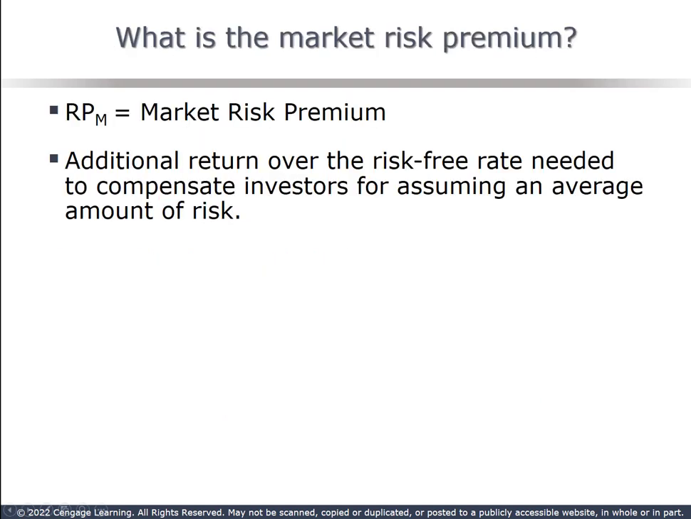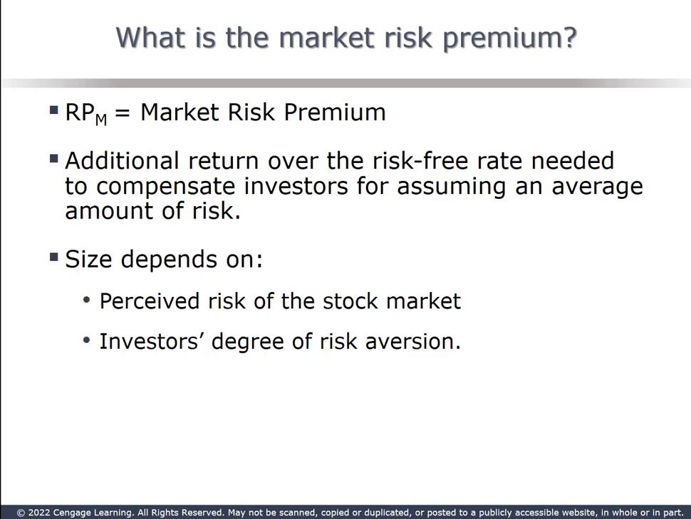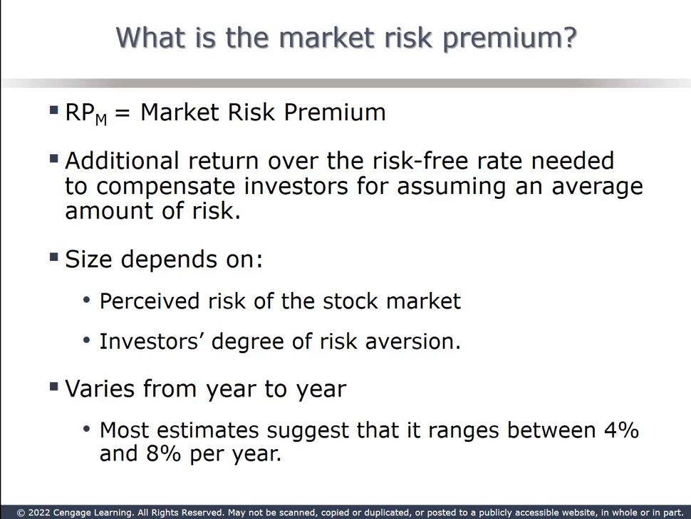The market risk premium is the additional return over the risk-free rate to compensate investors for assuming an average amount of risk. Its size depends on the perceived risk of the stock market and investors' degree of risk aversion. It varies from year to year, though estimates usually suggest a range of 4 to 8%. For our sample, the market risk premium is 5%.